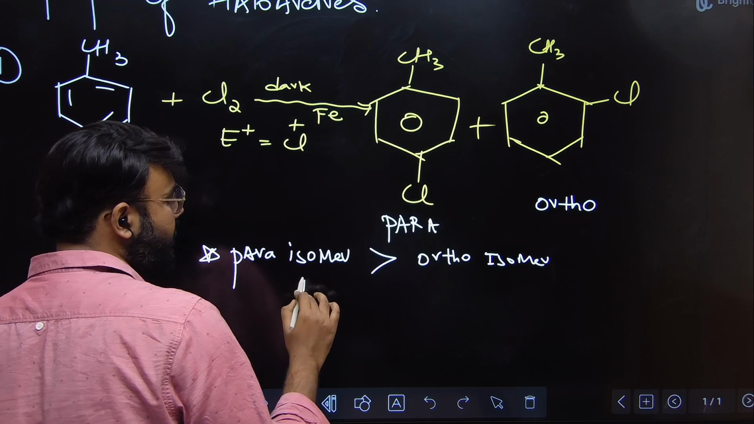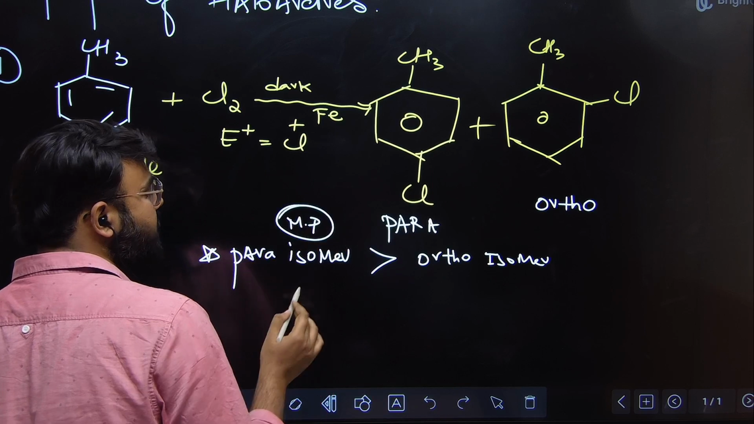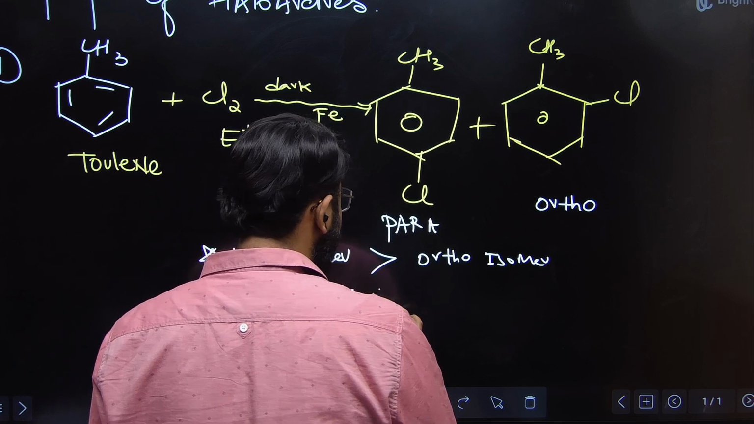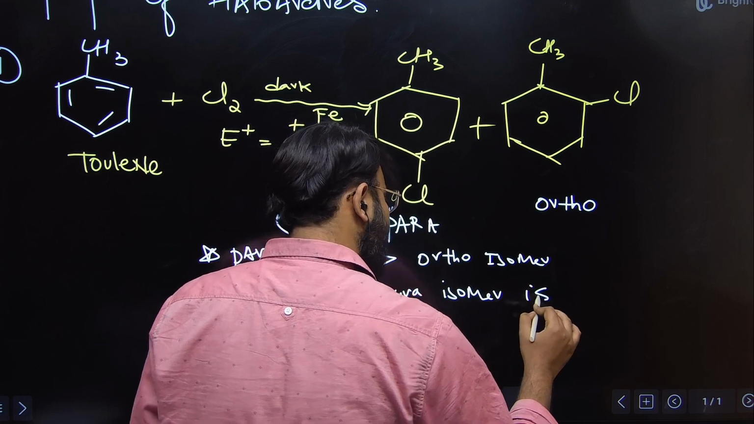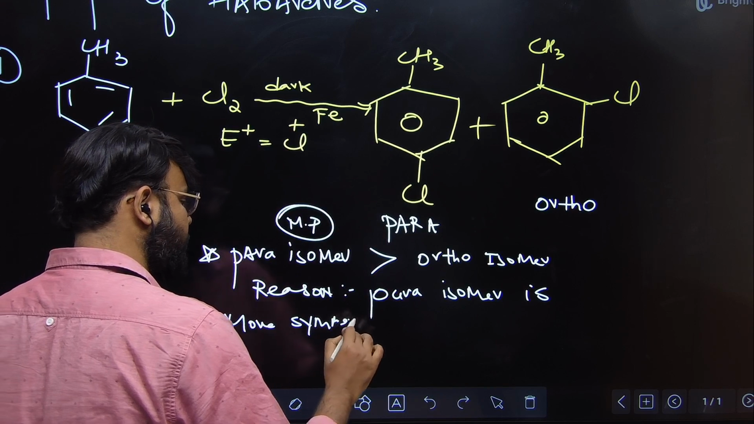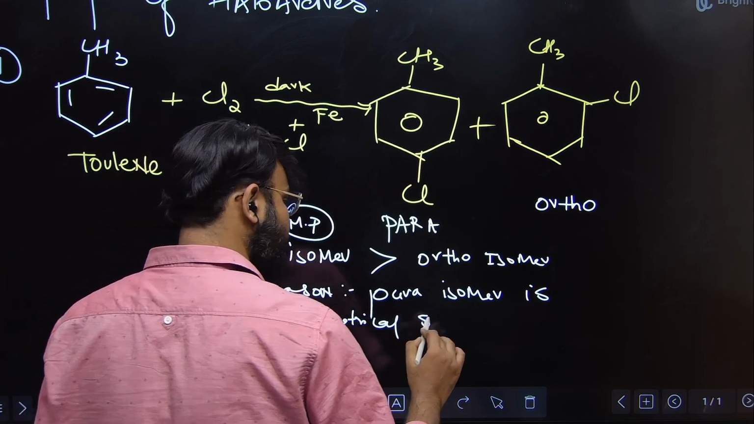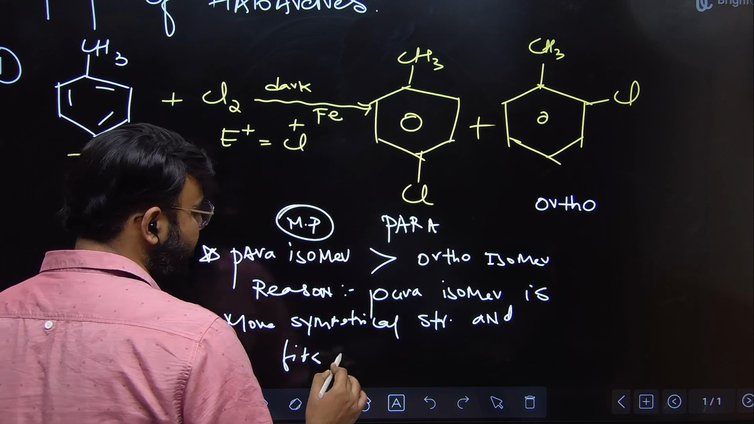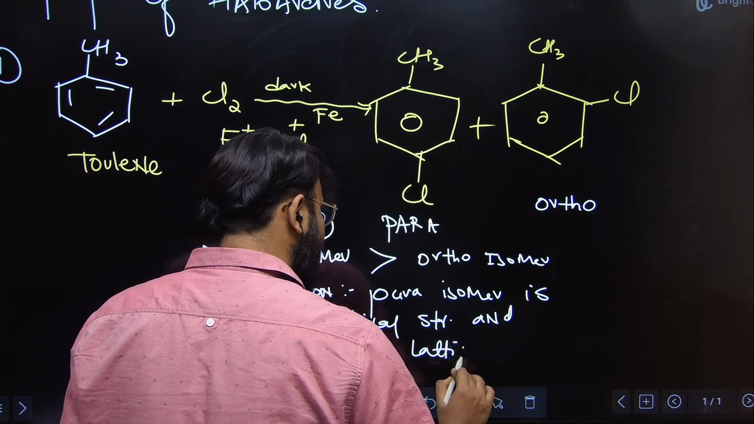The reason, now we are talking about melting point, guys, write it down. Reason you have to write: the reason is para isomer is more symmetrical. Guys, para has more symmetrical structure, and fits better in the crystal lattice. You know the arrangement, right?